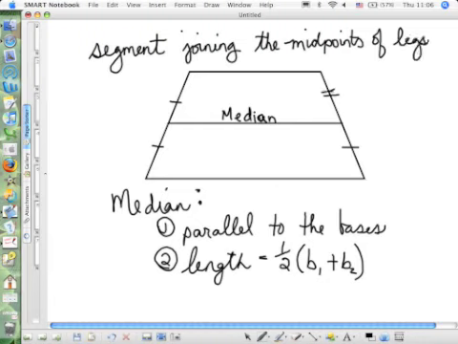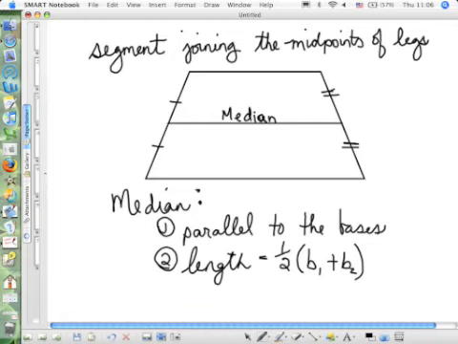Now, assuming this was not isosceles, that does not necessarily mean that all four little segments equal each other. It does mean that this leg on the left has been cut in half, and that this leg on the right has been cut in half. So your median could be slanted. It could be whatever. It's got to join the midpoints of the two legs. Okay?